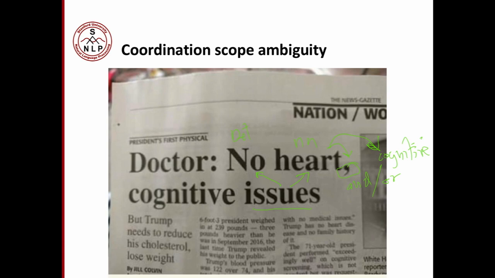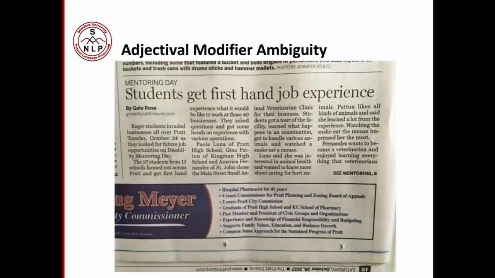But there's another possibility, which is that the coordination is at the top level, that we have "no heart" and "cognitive issues". And at that point, we have cognitive as an adjective modifier of the issues, and the determiner "no" is just a modifier of heart, and then these are being conjoined together. So heart has a coordinated dependency of issues. Okay, that's one. I've got more funny ones.